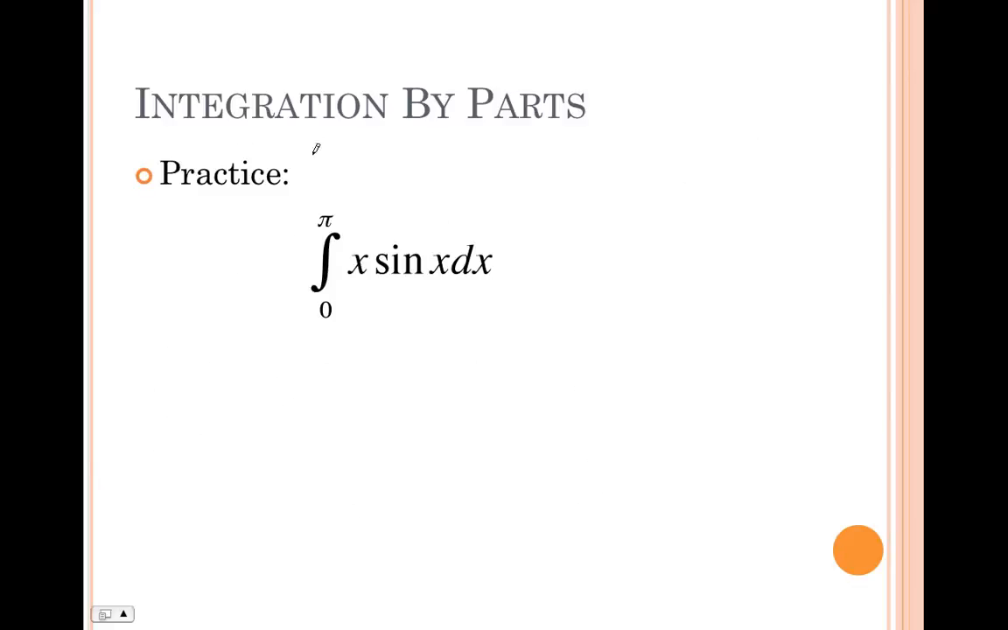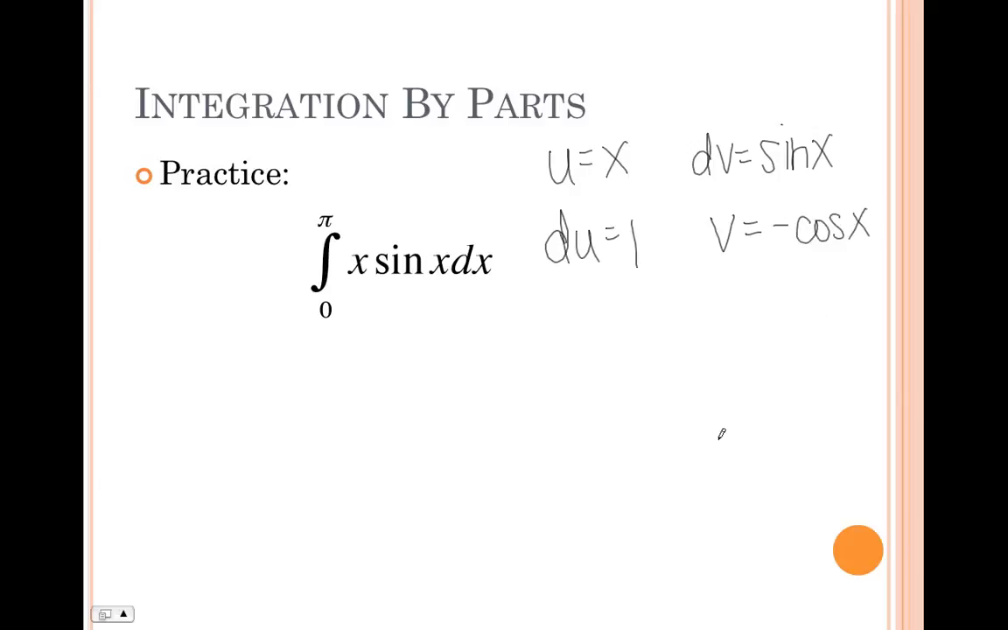Let's try another one. This one has limits of integration. I have the integral of x sine of x dx. This is integration by parts because I cannot do this with u sub. I'm going to define u again as x and dv as sine of x dx, which means du is equal to 1, and v, I integrate sine of x, and I get negative cosine x.